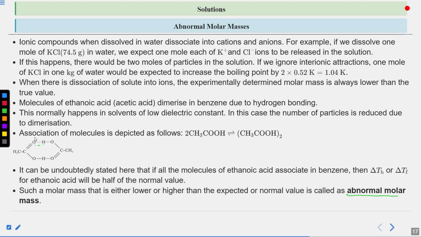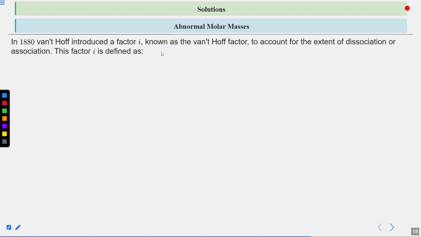And the opposite case will be of dissociation, where suppose you're taking KCl. KCl is ionic in nature, so whenever you dissolve it in a polar solvent, it breaks down into two parts, which is K+ and Cl-. Now, this abnormality was being controlled, or you can say quantified, with the help of the van't Hoff factor i. And it was there to account for this extent of association and dissociation.